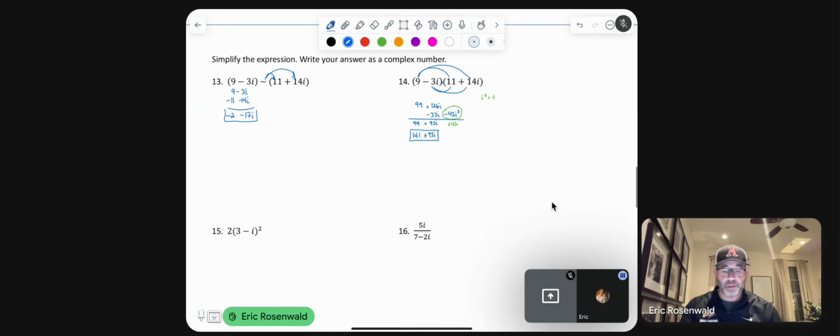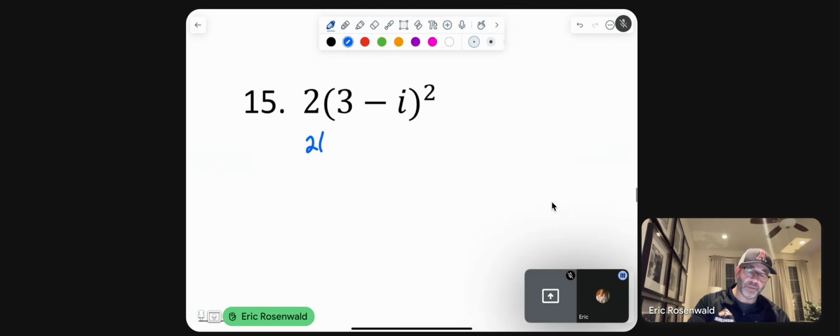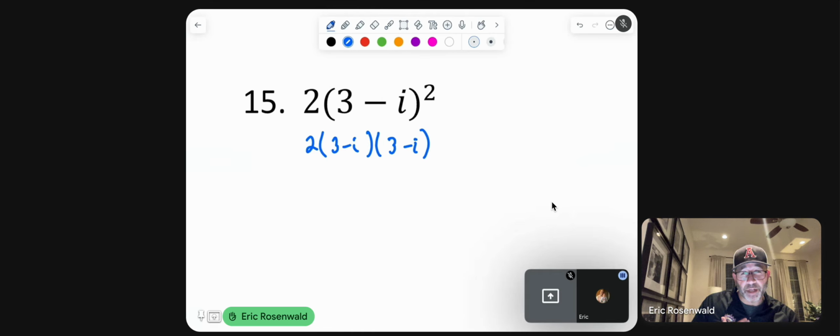All right, next ones, we're going to just multiply these out. So we have, let's see, 2 times (3 minus i) times (3 minus i). That's what that square means. I personally like to multiply out the binomials first before I distribute the 2. I'm going to save this 2 for later on. We'll deal with that in a moment, but let's deal with the other parts here.